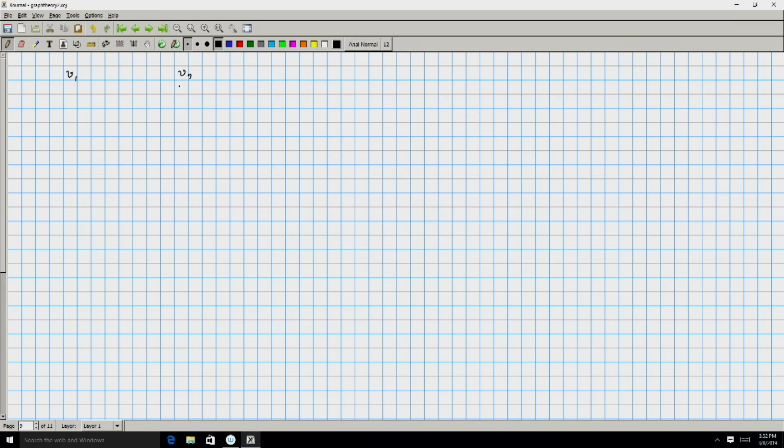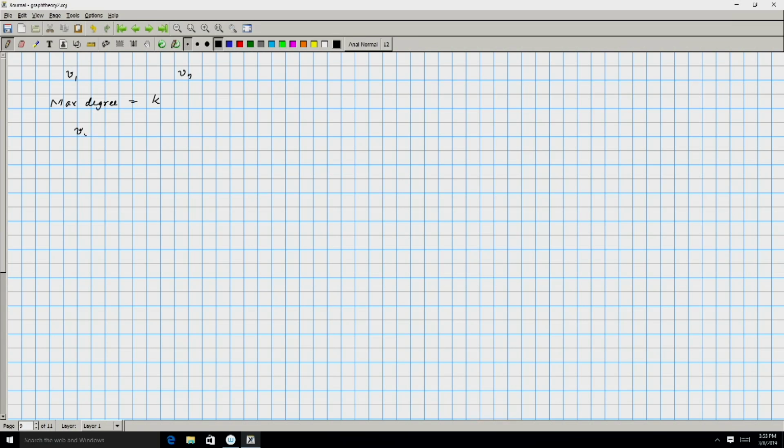Okay. So, what we know is that max degree is equal to k, and this is not a k regular graph, this is not a regular graph. So, if it is not a regular graph, then it means that there is at least one vertex whose degree is less than k. So, we will choose that vertex as Vn. So, Vn is the vertex of degree less than k. So, there is a vertex whose degree is strictly less than k, and we will take that vertex as Vn.